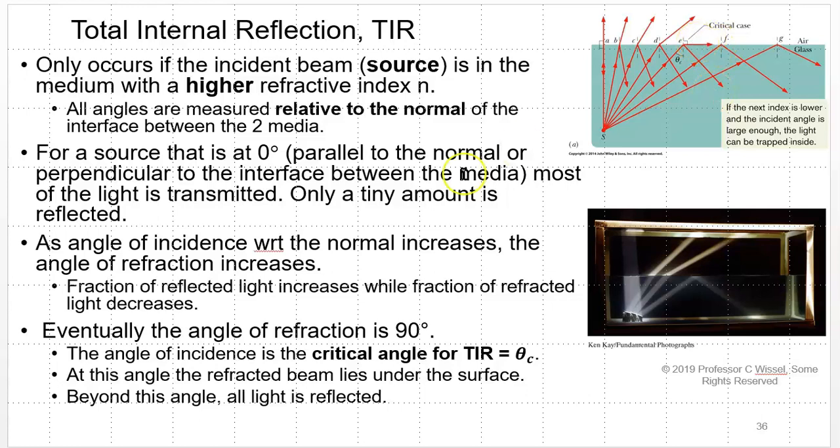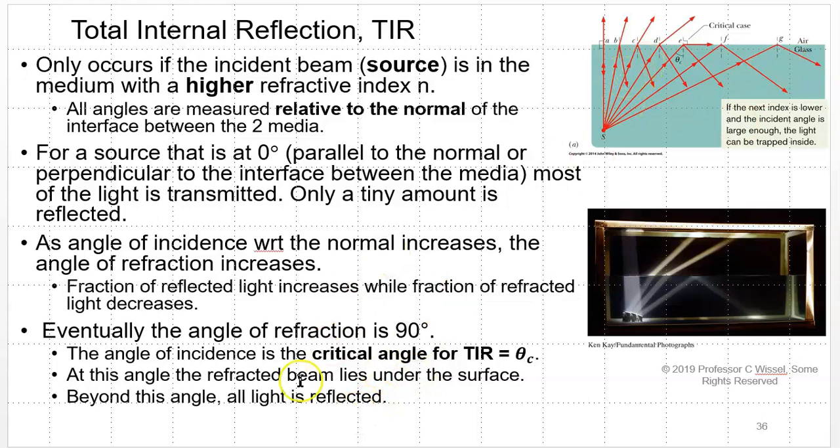Eventually, you come to the point where this will lie along the surface. Also, what occurs in this time is that the refracted ray gets weaker and the reflected ray gets stronger. There's a certain critical angle where the refracted ray lies just under the surface. That's the point where the angle of refraction, remember the angle of refraction is this relative to this normal here, is equal to 90 degrees. And the angle of incidence then is the critical angle for TIR. We give that the symbol theta C for critical. At this angle, the refracted beam lies just under and along the surface.